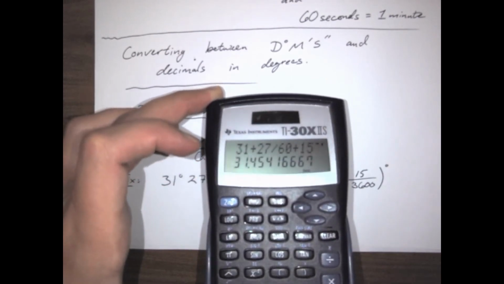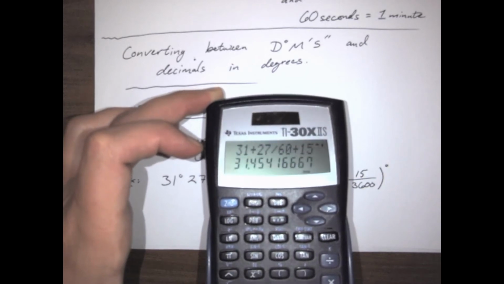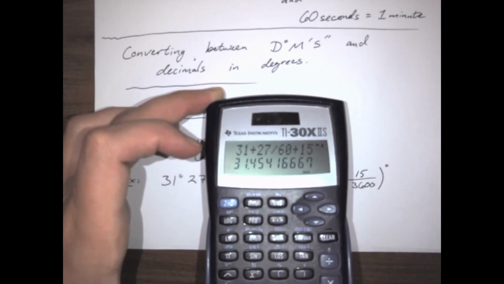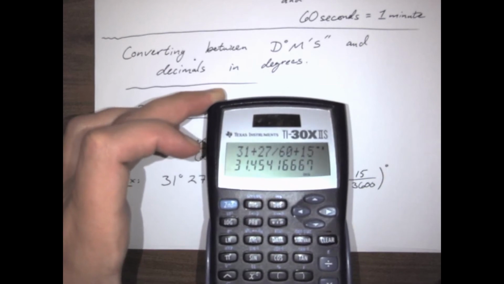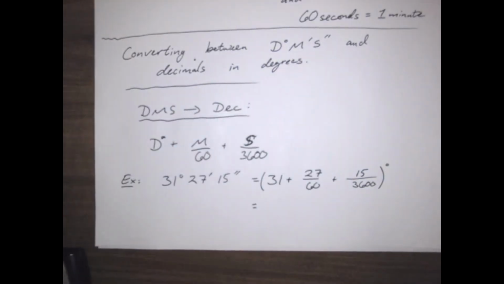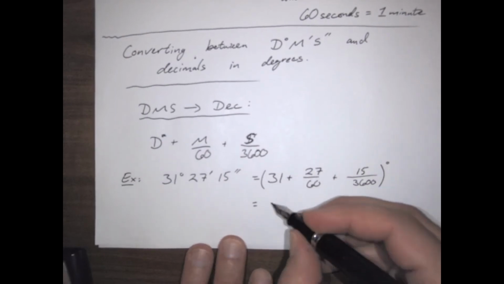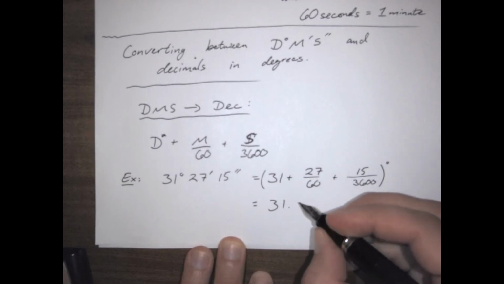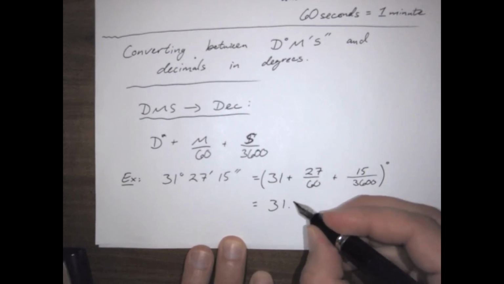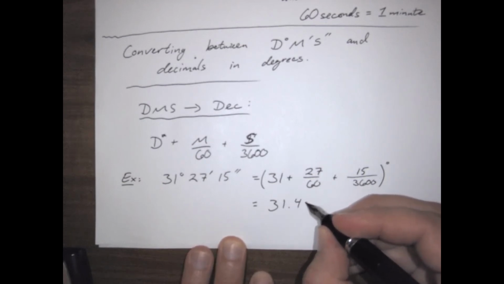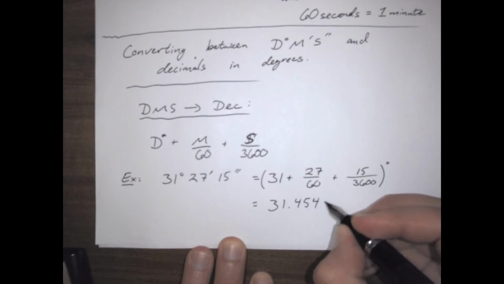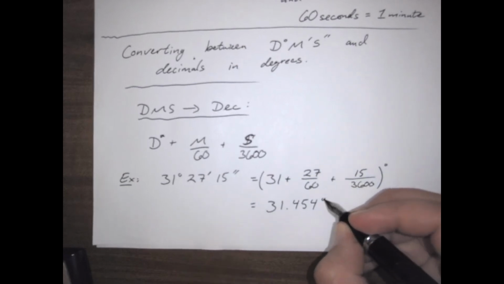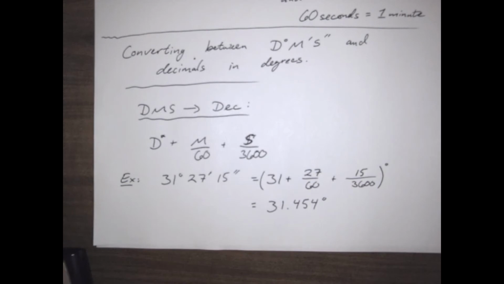31. Yep, makes sense. 31 equals 31. And then the other part, the part that is the minutes and seconds, comes to 0.454. So I'll just round it to 3 decimal places. Problems that involve this in your homework, for example, will always specify how much they expect you to round it. So they'll say how many decimal places, and so you don't ever have to be in doubt about that.